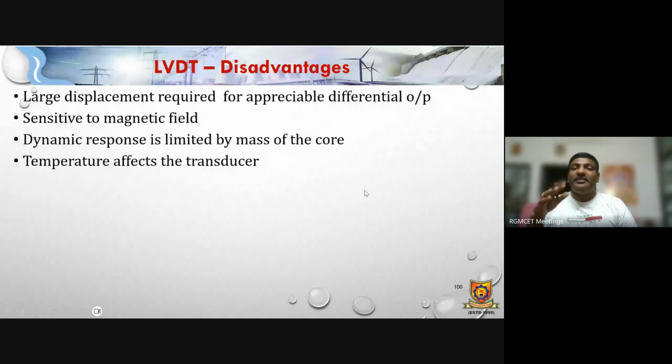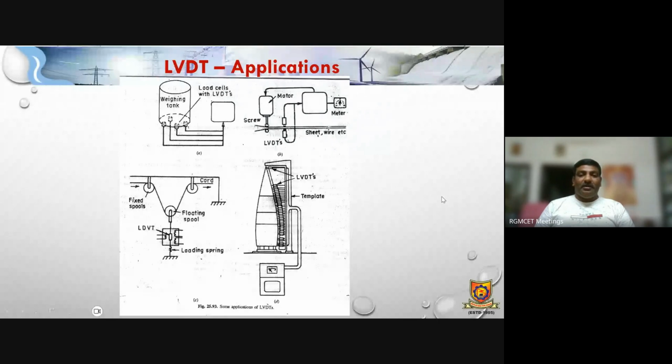And dynamic response is limited by the mass of the core, nothing but as the core is having more weight, more amount of pressure or more amount of force is required to move. And temperature also affects the transducer because of the coil and its parameters. And there are various applications what we can have for the LVDT.